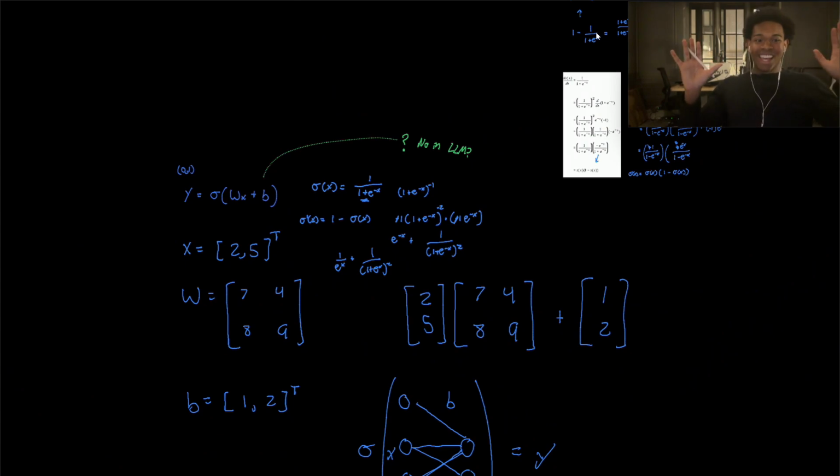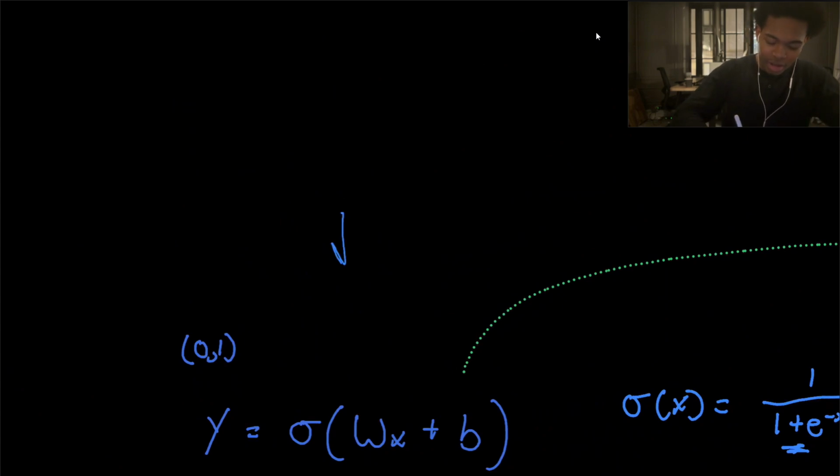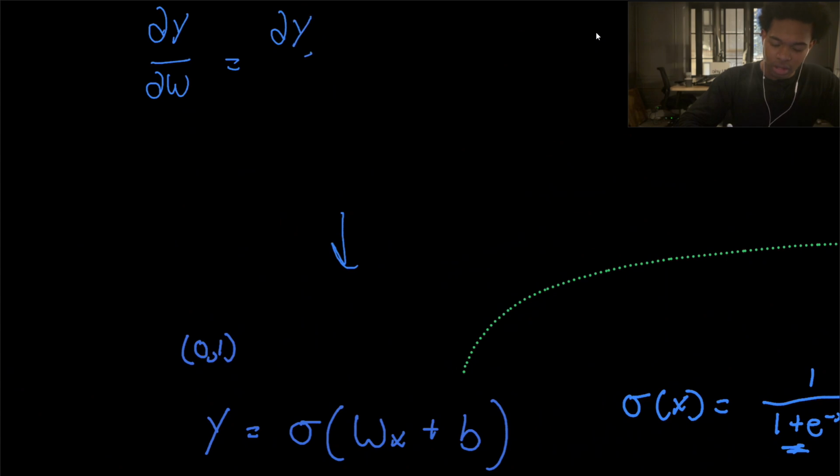So we got the derivative of sigmoid with respect to x. Okay, and so we're here. All right, and we want y. We want the partial derivative of y with respect to w. We're going to have to use the chain rule for that, which means we first need the partial derivative of y with respect to sigmoid times the partial derivative.